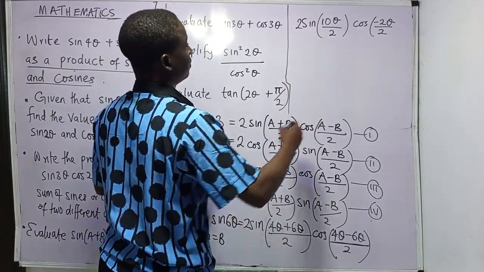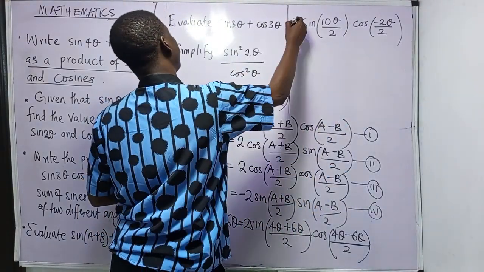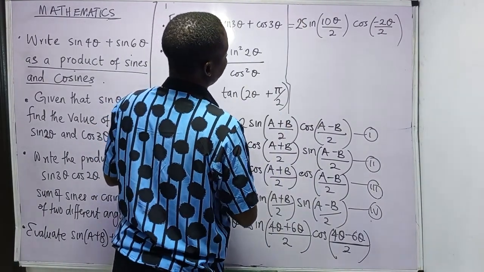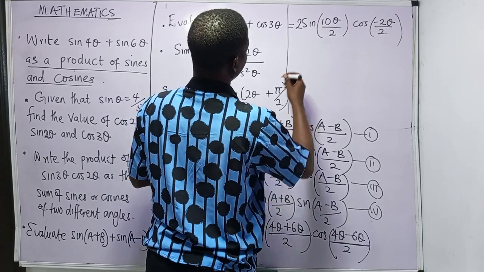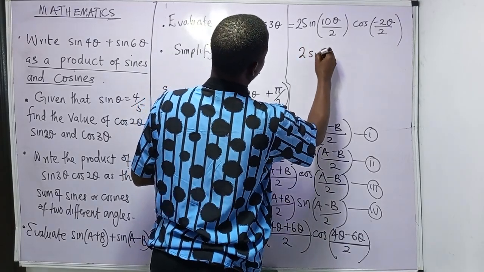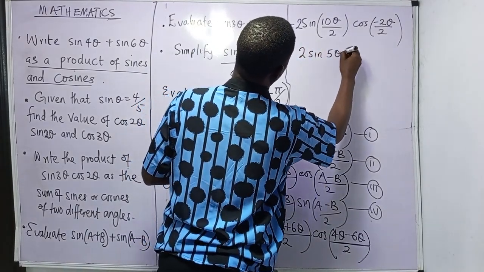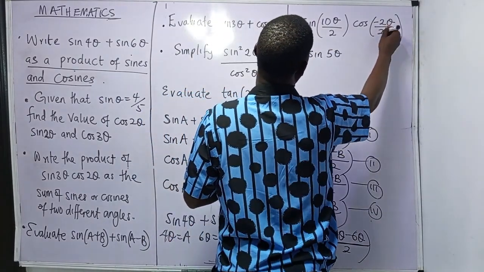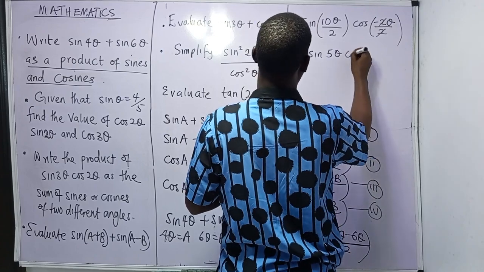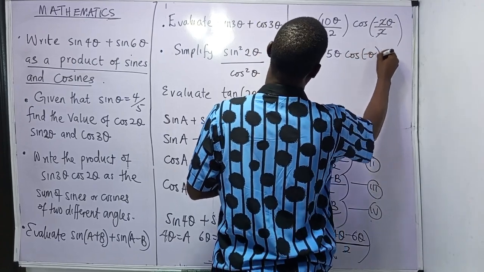Now we are going to say 10 theta divided by 2 is 5 theta. So I would have 2 sine 5 theta. Then this one will cancel. We have cos of minus theta.